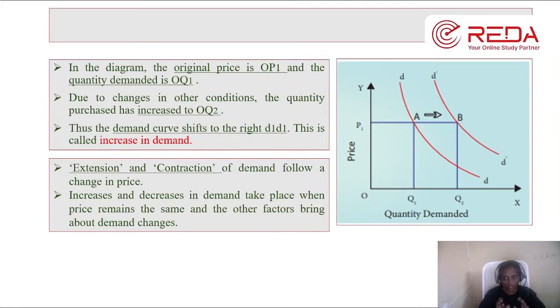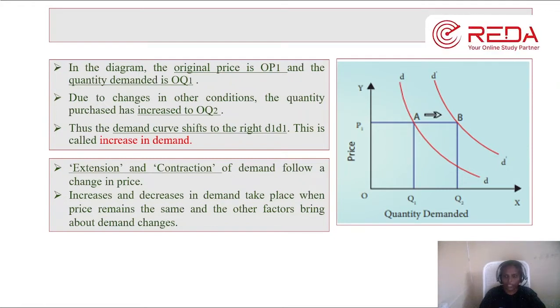So if you join all the points, you will get a demand curve. The shift in the demand curve depends upon what? The other indicators of the demand, or the other factors we can say. Factors like the income of the consumer, the taste and preference of the consumer, and changes in the price of substitute and complementary goods.